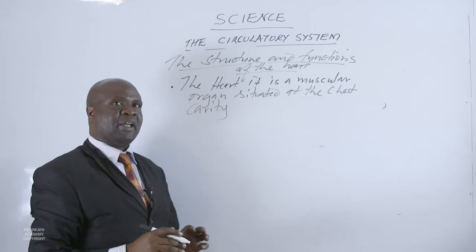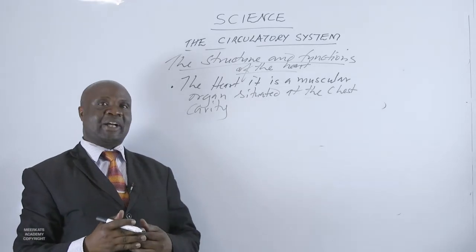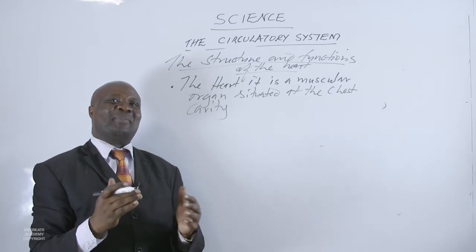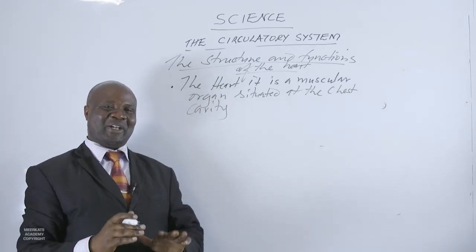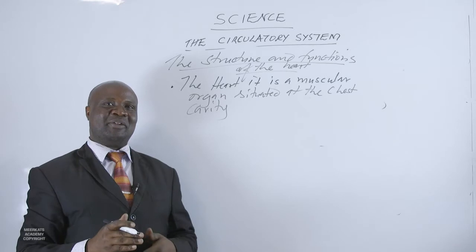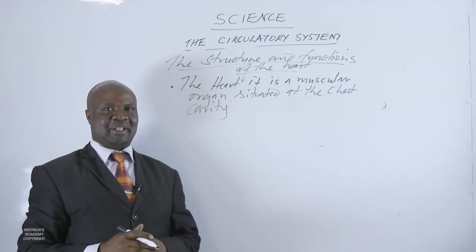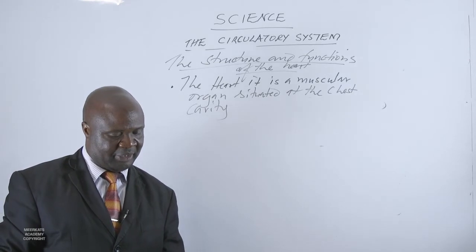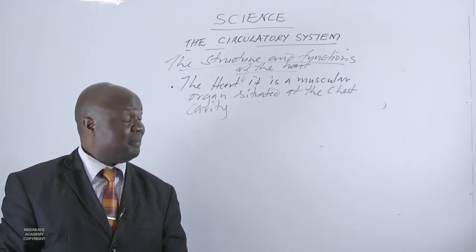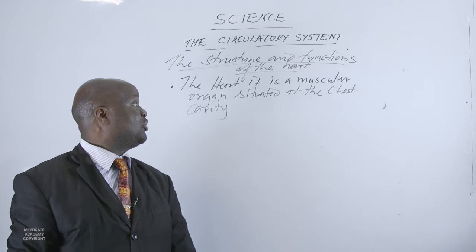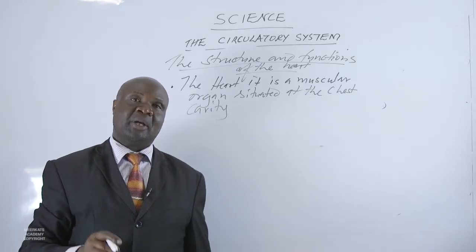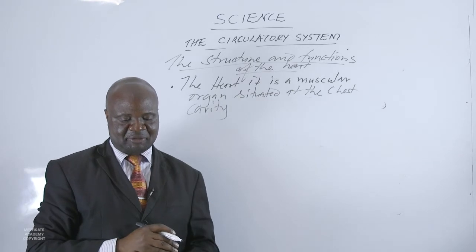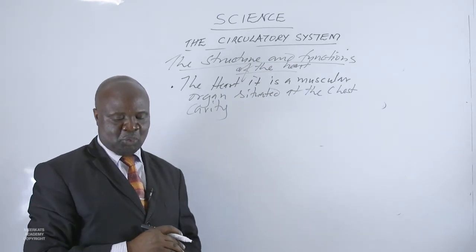So we are saying the heart is a muscular organ situated at the chest cavity, meaning the chest protects the heart. We have the chest cavity. Below the chest cavity, we have the abdomen. So one important thing about the heart is it is a muscular organ situated at the chest cavity.